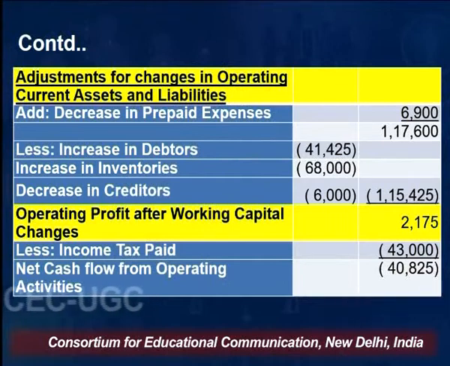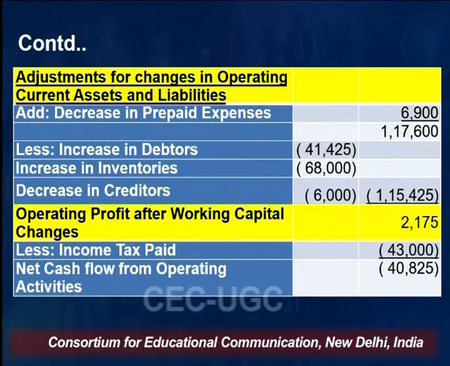and after that we simply have to show the payment of income tax to arrive at net cash flow from operating activity. But the amount comes to be negative, which means the company has used cash under this activity, that is, cash flow from operating activities.